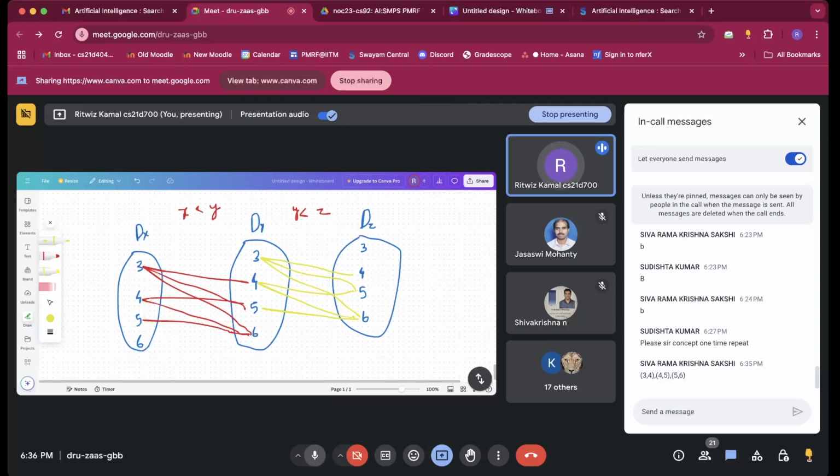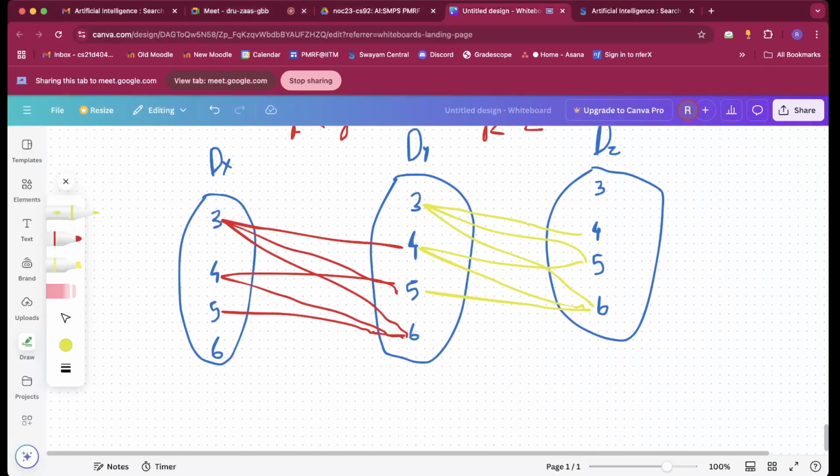Okay, so we already have a solution in the chat box, and that's great. I also think it's correct. So let's discuss the rest of the solution.